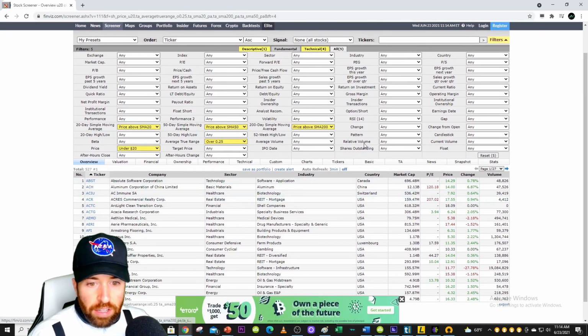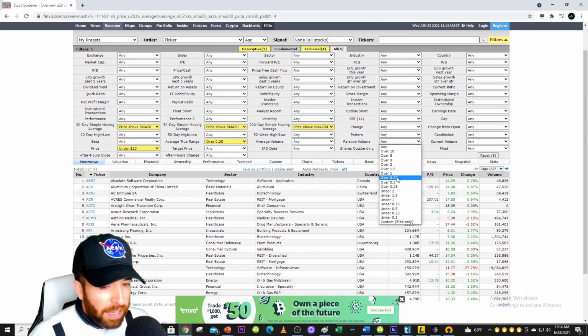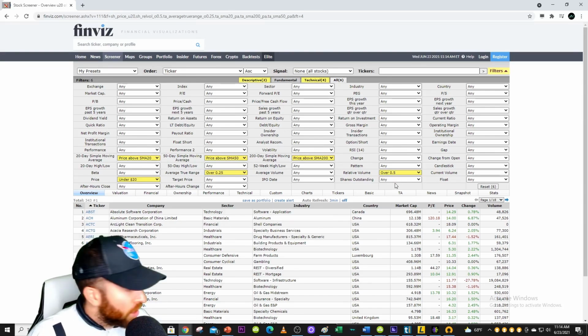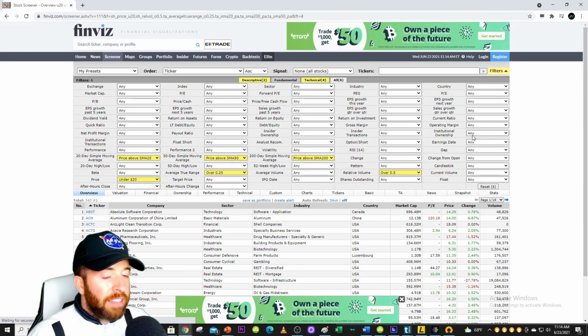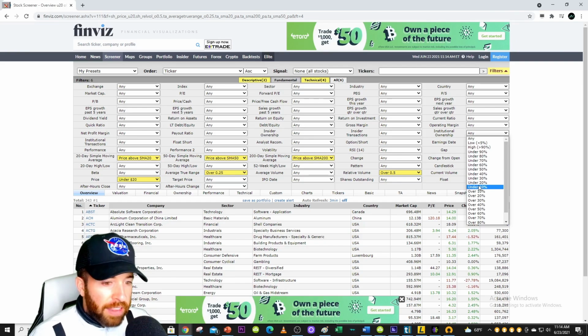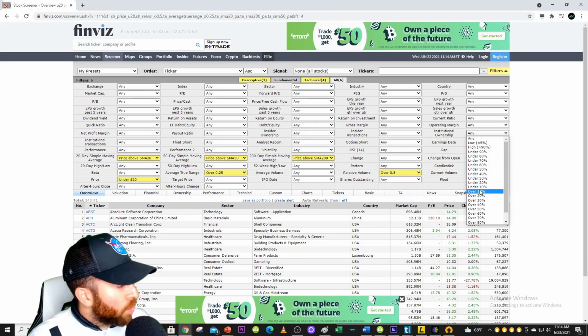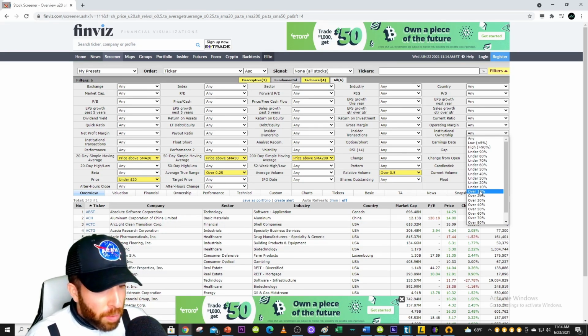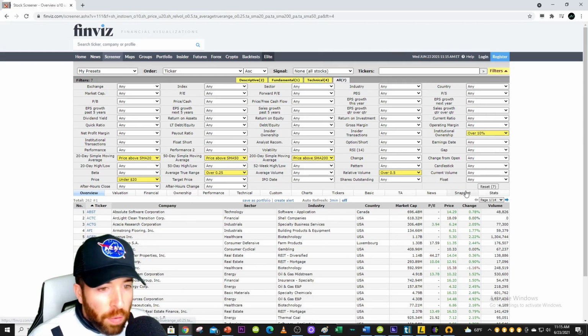We can also go with relative volume. Doesn't have to be anything crazy hot. So let's just go with over 0.5. Shows it has a little bit of attention towards it. We can also go with institutional ownership because, again, this is where we're actually diving into a little bit more of the actual company. We care about the company a little bit more rather than a day trade. We're going with over 10%.